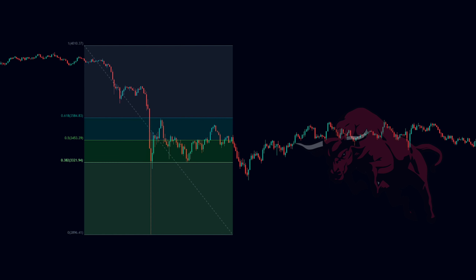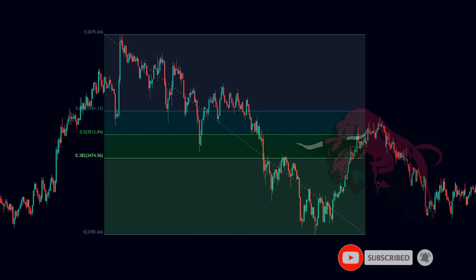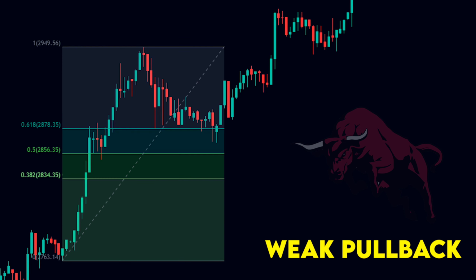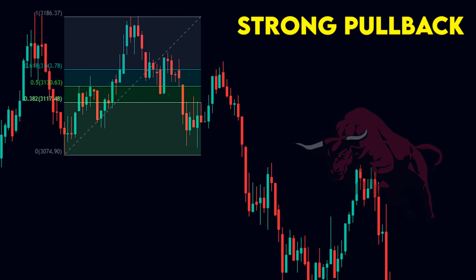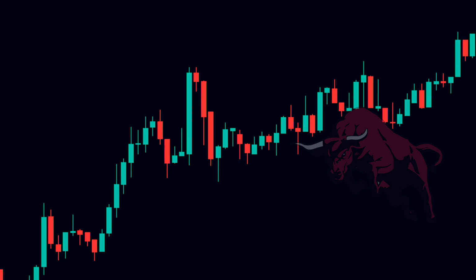read. So how we're going to decide if a pullback is strong or weak is by these lines. Let me show you an example. So first thing we want to do is put our lower line on the lowest low and then drag the upper line to the highest high. So in this example, we're going to be looking for a long trade. We will consider a pullback weak if the price dips above the 0.382 level. If the price dips below the 0.382 level, it's a strong pullback. So like we were saying before, the weaker the pullback, the better.